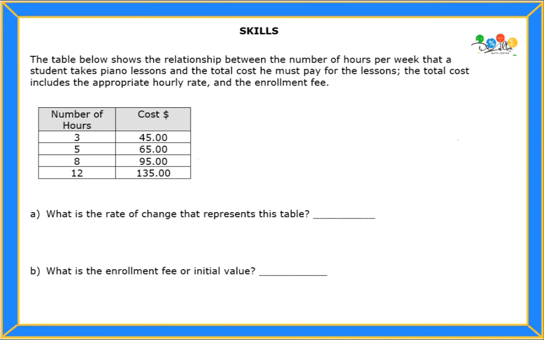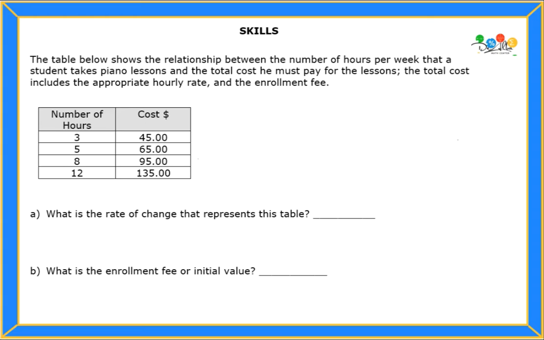And it says, the table below shows the relationship between the number of hours per week that a student takes piano lessons and the total cost he must pay for the lessons. The total cost includes the appropriate hourly rate and the enrollment fee. What is the rate of change that represents this table? And second question is, what is the enrollment fee or initial value?